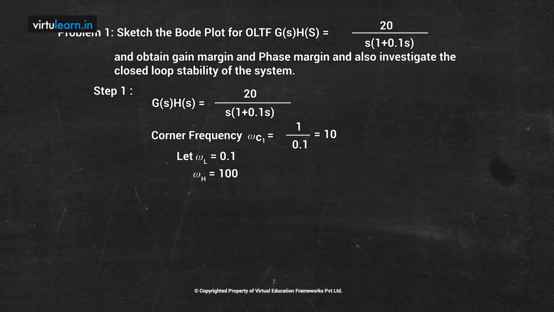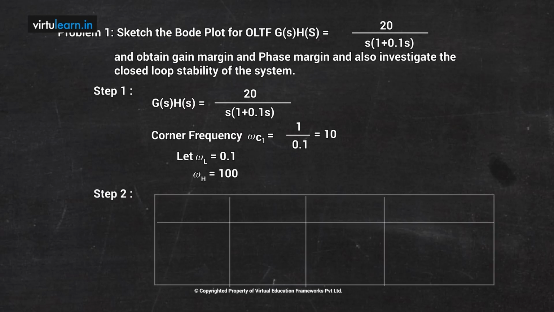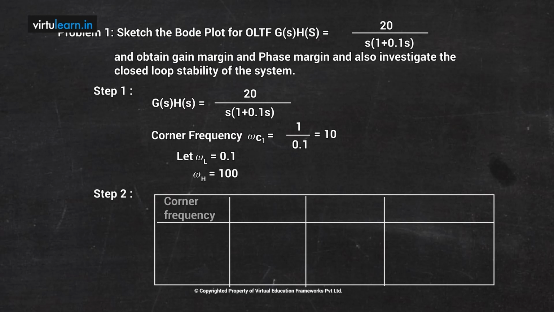Therefore this is step 1, and we go to step 2 where we prepare the table. So in the table we know what the columns are. We have corner frequencies, the term, the slope at that particular term or particular corner frequency, and the change in slope or next slope. So the first row is always of the first term. What will be the first term here? The first term is 20 by s. We have 20 by s as the first term.